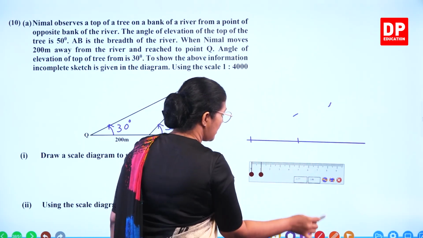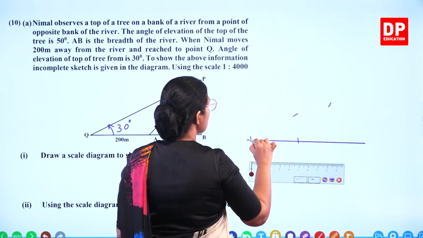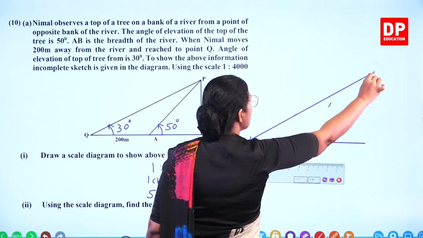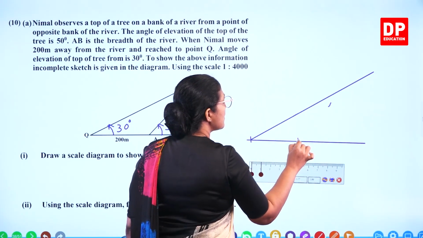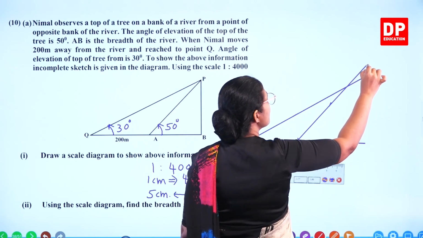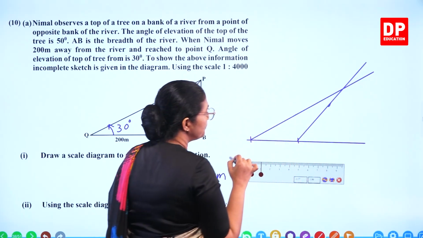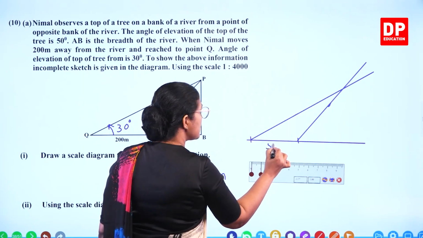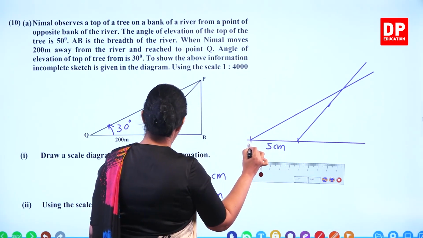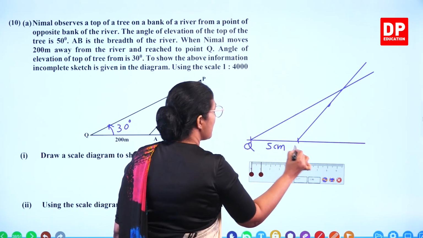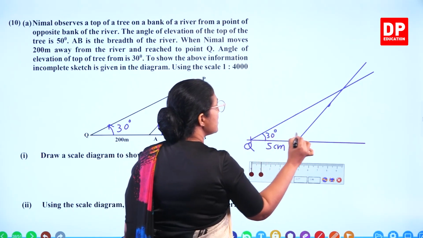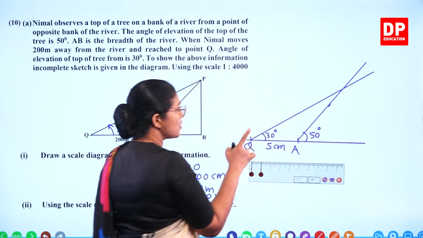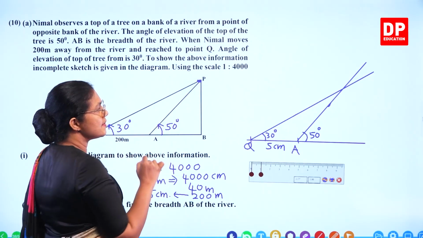Now you can connect this one with this and this one with this point. This is 5 centimeters. This is QA. We measured 30 degrees. This is 50 degrees. The intersecting point is the P point. This is the P point.